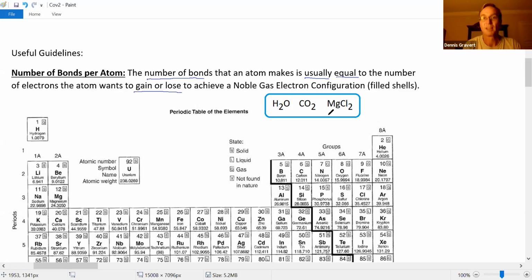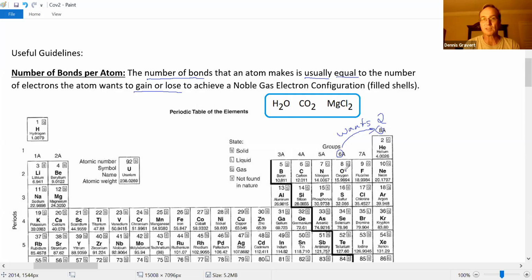What does that mean? Well, let's just do an example. Let's look at oxygen. Hey, oxygen, what do you want to do? How many bonds do you want to make? Well, it's in the 6th column, so it has 6 valence electrons. And then the noble gases are in column 8 here. They have 8 valence electrons. So oxygen wants 2 more.